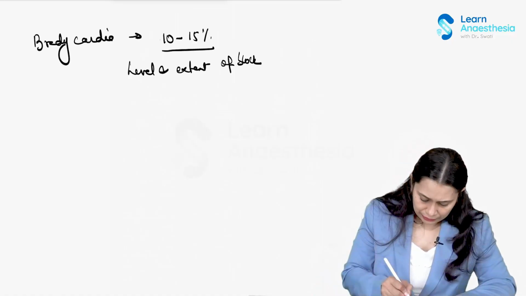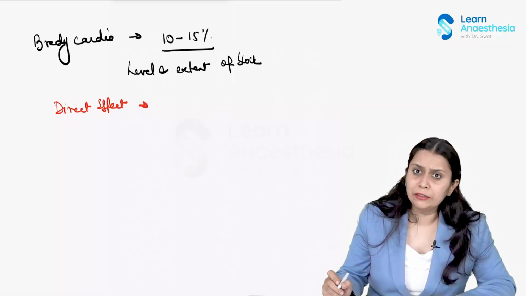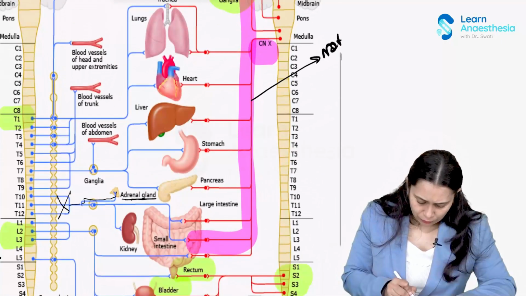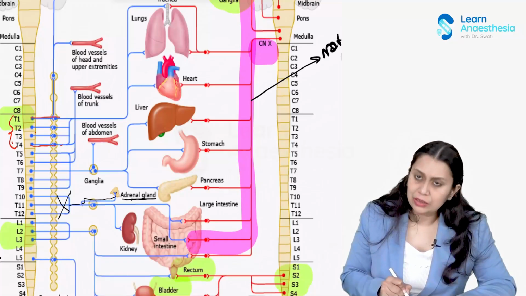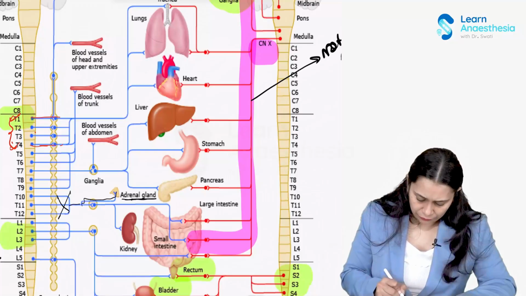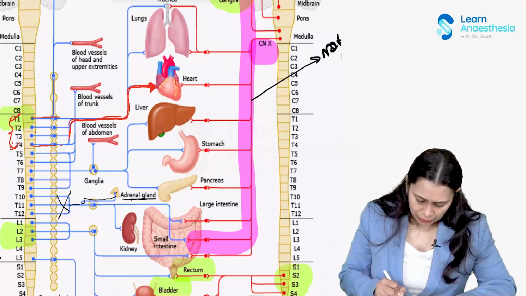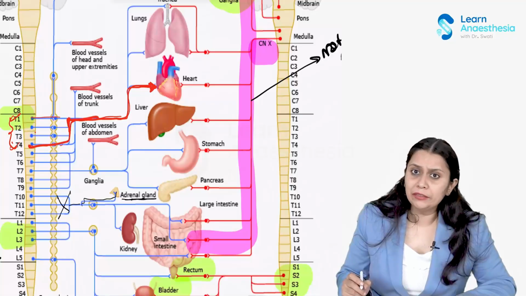So direct mechanism, direct effect. Now the direct effect is the block of cardioaccelerator fibers. If you see, all the preganglionic sympathetic fibers which are originating from T1 to T4 are innervating the heart. Okay, T1 to T4. So these are the cardioaccelerator fibers.